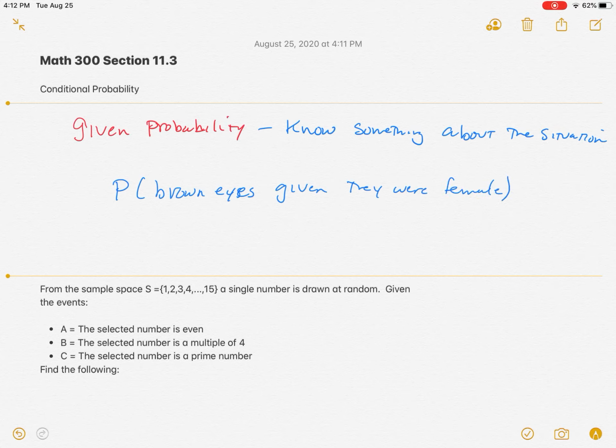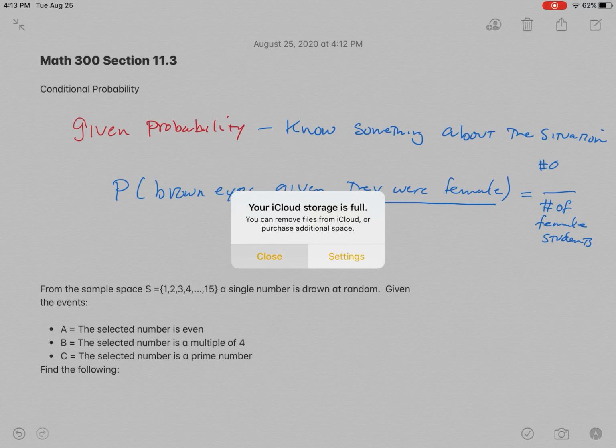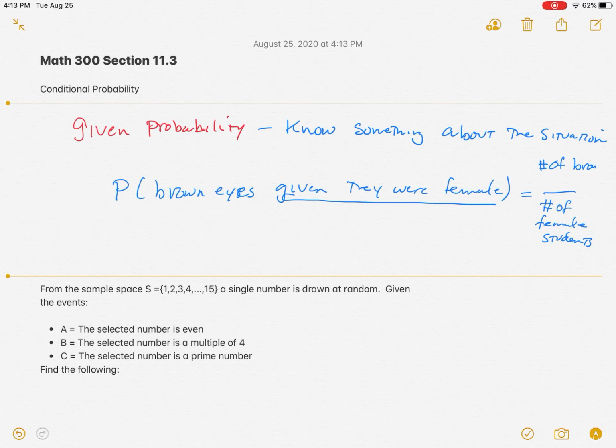If I were talking about our class as a whole, the denominator would be 25, because there would be 25 ways to pick a person from our class. But because I know that the person has to be a female, I'm given that. Whatever you're given, the bottom number would be the number of female students, and the top number would be the number of brown-eyed female students, right? I wouldn't look to any of the males because I know that the student is a female. So whatever you're given is what you know.